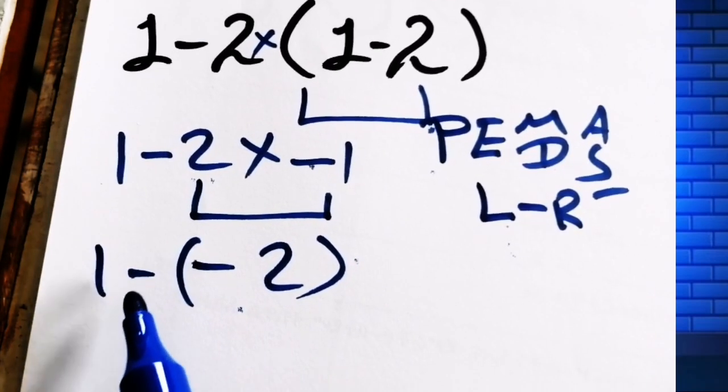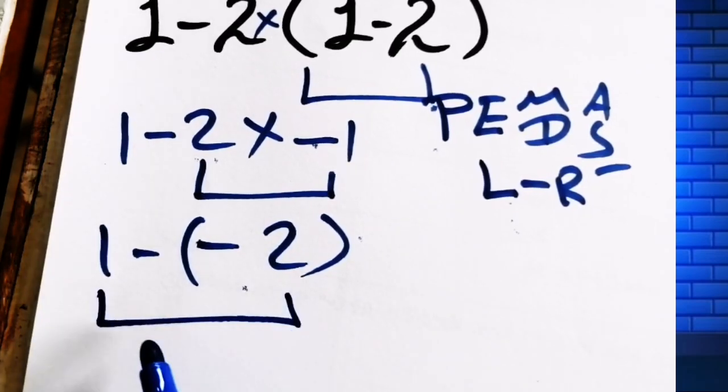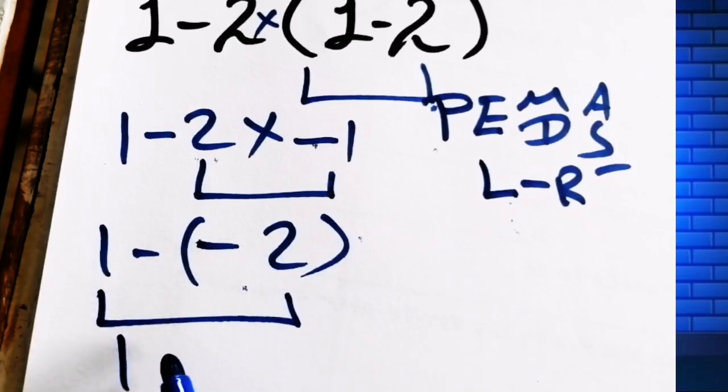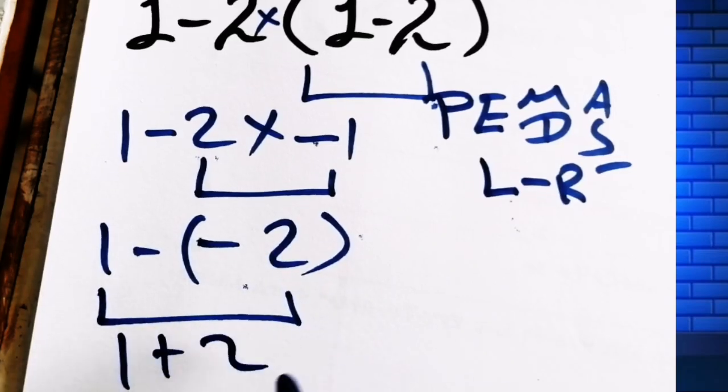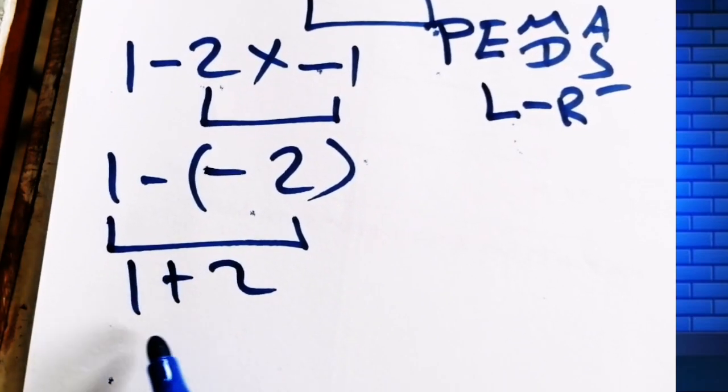Here is also 1 minus negative 2. Negative times negative, which gives us what? Positive. Therefore 1 minus, in parentheses, minus 2 means what? Which is 1 plus 2, because minus times minus gives us positive. Therefore 1 plus 2, which equals 3.